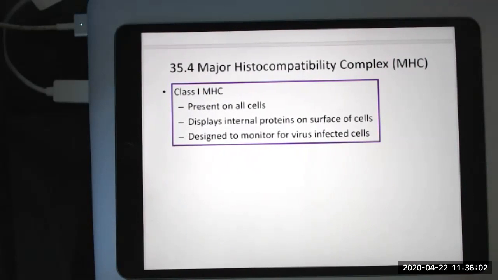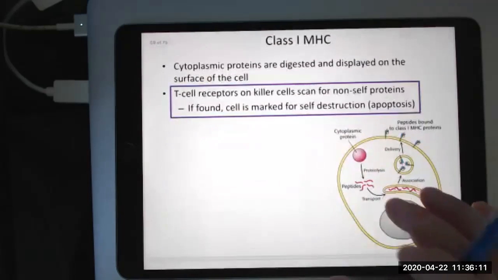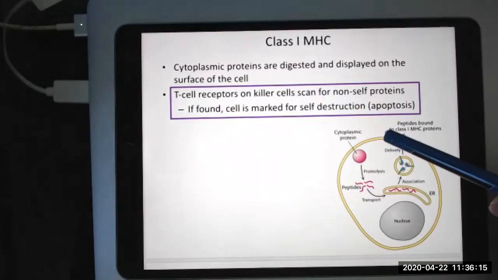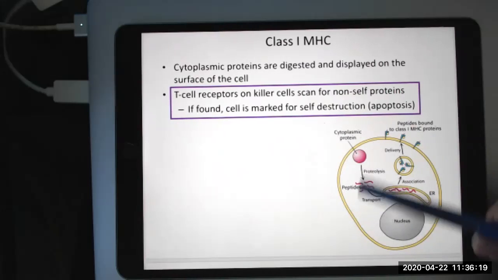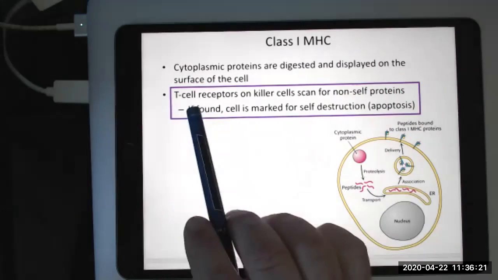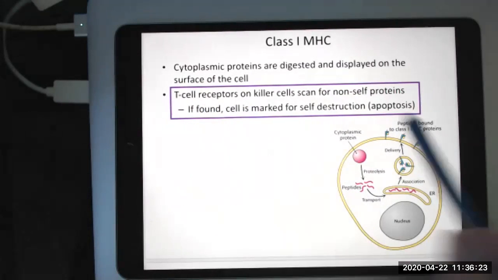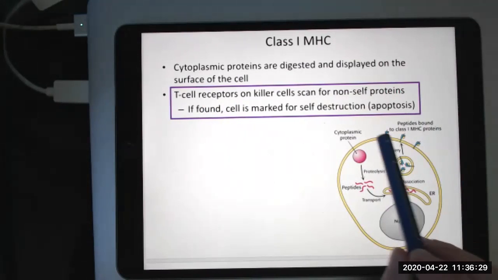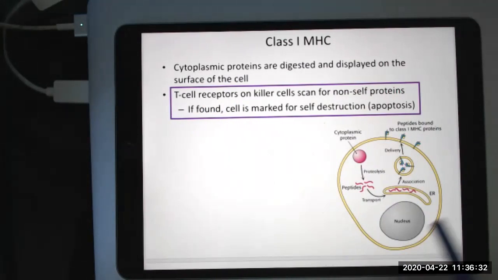If you've been invaded by a virus, the cell is going to grab some of those viral proteins and display them out. If a T cell comes by and detects some of that protein, it's going to mark the cell for destruction. That's a cytotoxic T cell. The T cell receptor comes by and scans these, so it's like checking everybody's badges and making sure everything's okay.